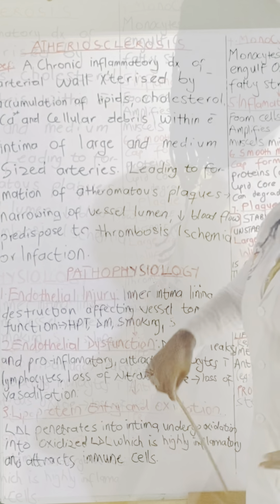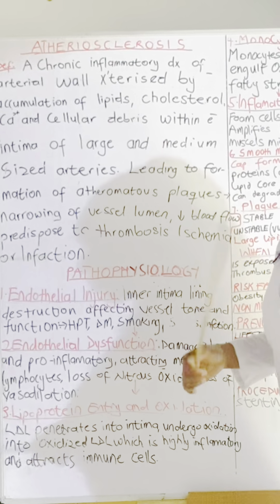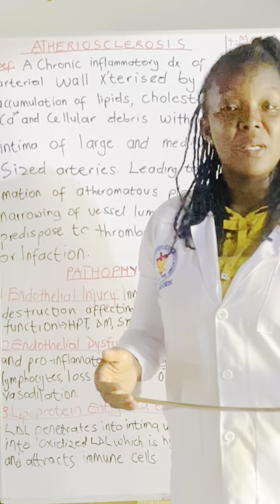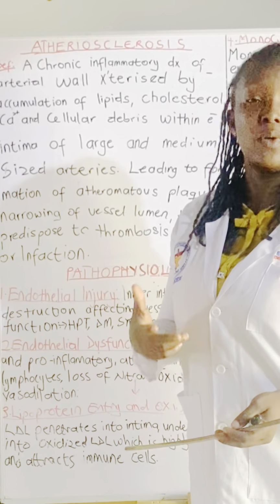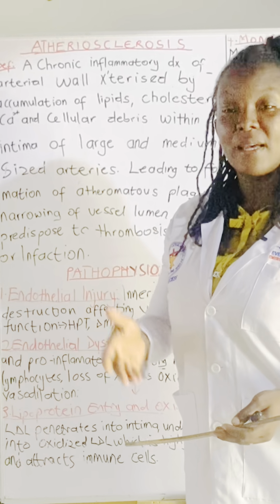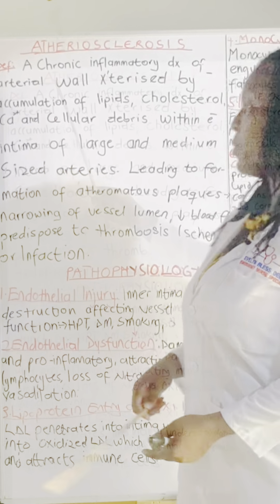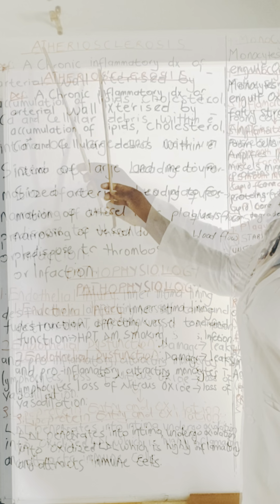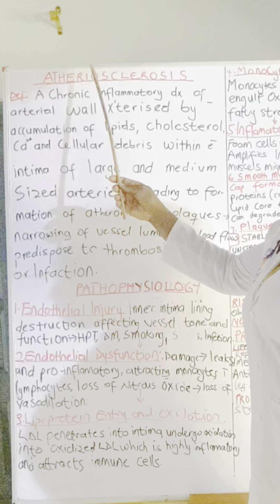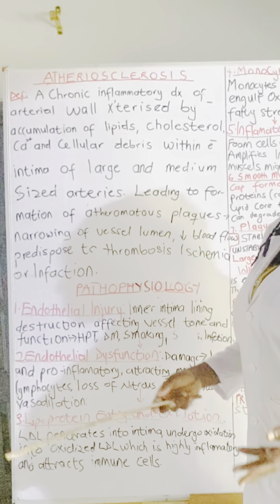So what is atherosclerosis? Basically, it's a chronic inflammatory disease. What that means is that there's an inflammation process going on gradually, and then it worsens inside your blood vessels, most especially the arteries. When you look at the name, we have athero and then we have sclerosis. Athero is for arteries, sclerosis is like narrowing, so narrowing of the arteries.